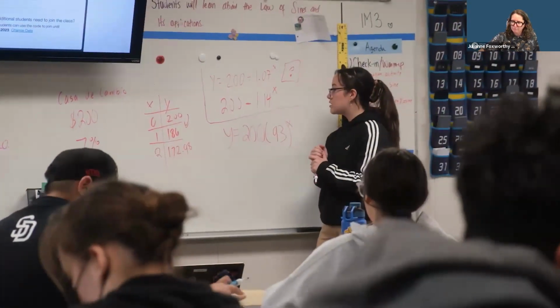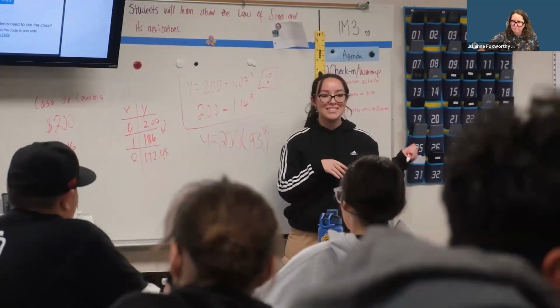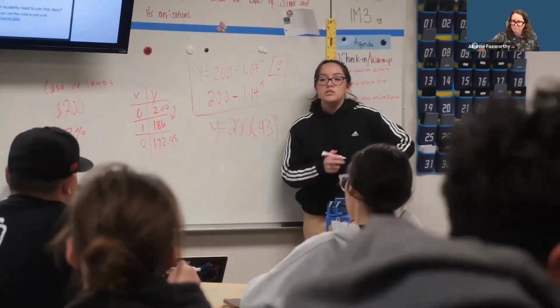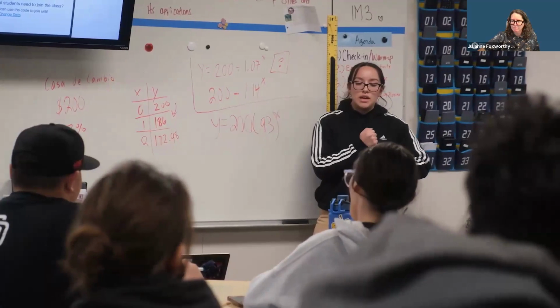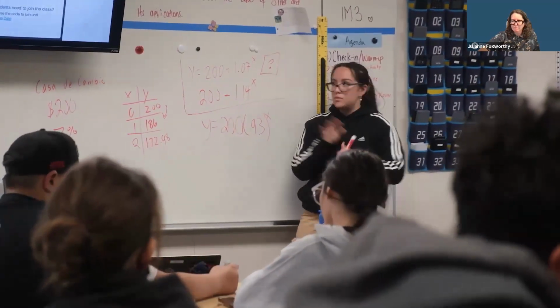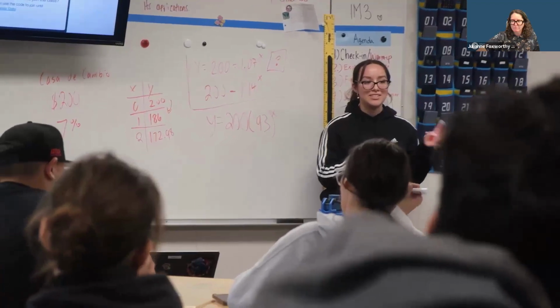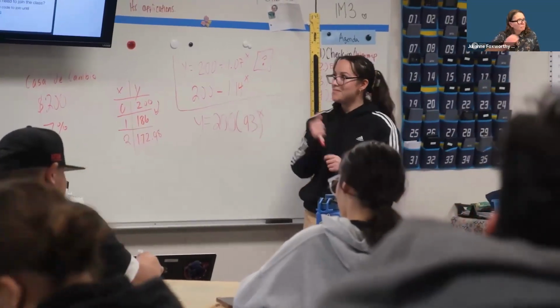200 is what we're starting with, so before going to la casa de cambio we have $200. 0.93, that's called a multiplier, and the x is every time that you go to the casa de cambio to exchange the money.